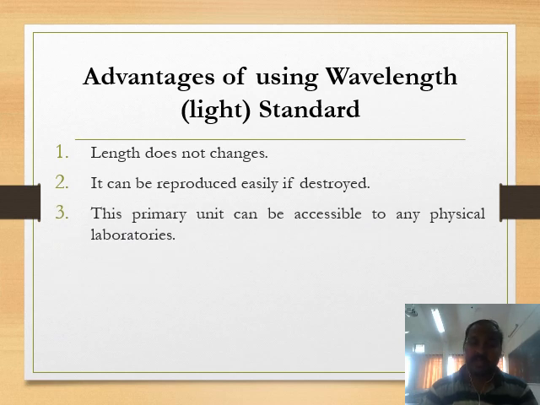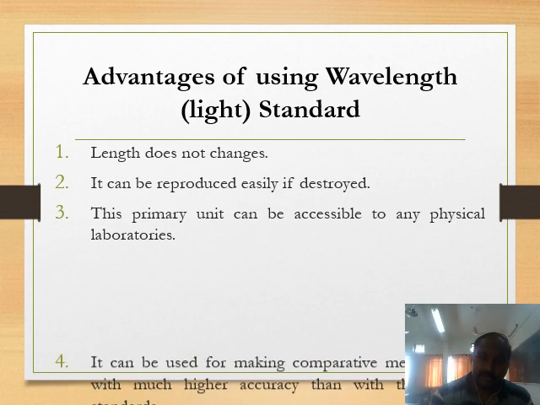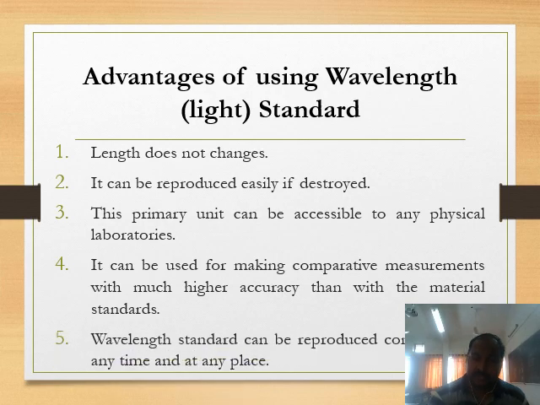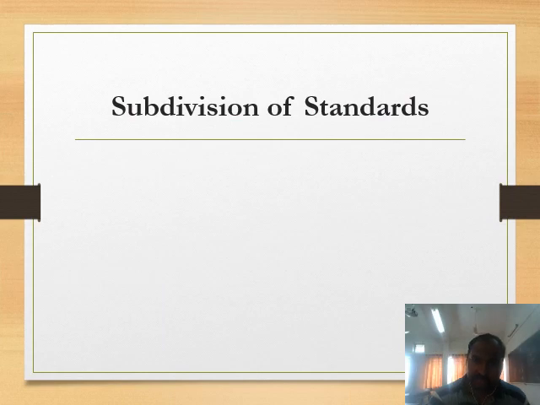The primary unit can be accessible to any physical laboratory easily, whereas in the case of material standards, the primary unit is not accessible. The reproduced physical units or primary units, which we call secondary units, are again reproduced for the tertiary method, and those standards we are using. Further, the wavelength standard can be used for making comparative measurements with much higher accuracy than the material standards. Wavelength standards can be reproduced at any place and at any point of time.